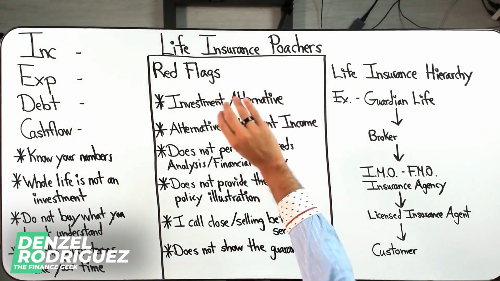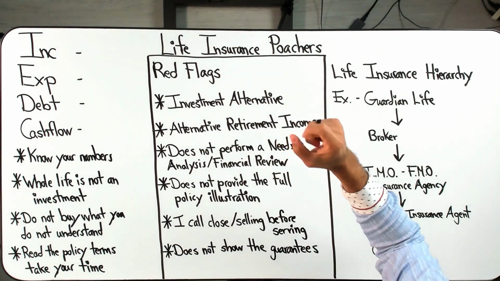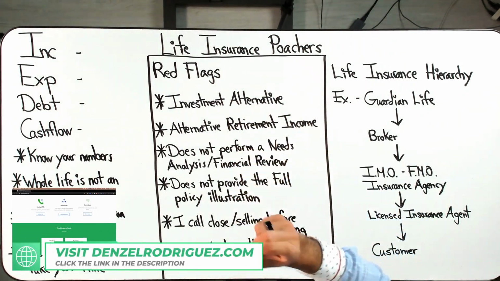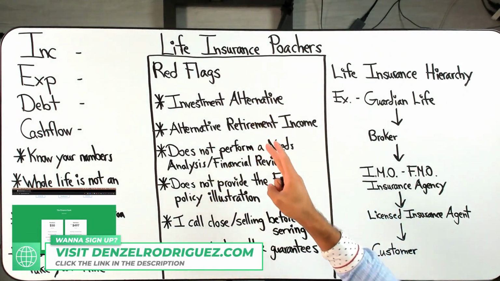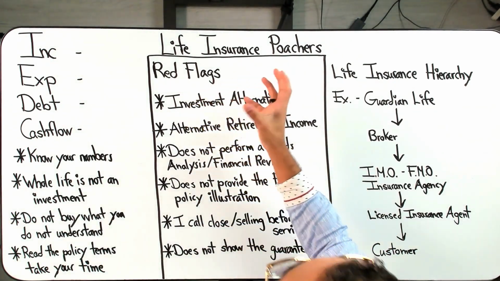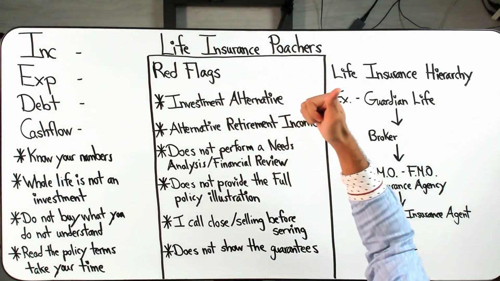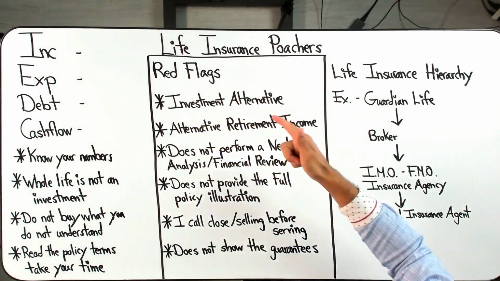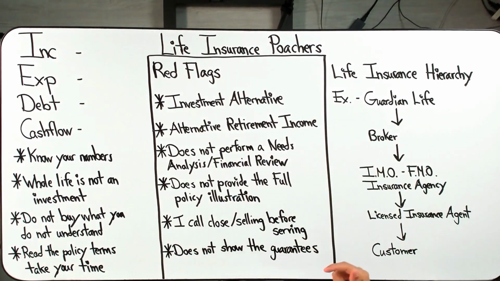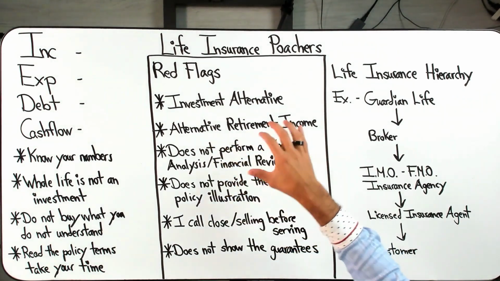So here you go. To avoid life insurance poachers, some red flags. If they use language in their marketing, in their Zoom calls with you, or across the table in your home, and they say things like, it's an investment alternative, whole life, or IUL, that's a red flag. If they present it as an alternative retirement income plan, that's a red flag. Watch out. Conversation needs to stop. Full stop.